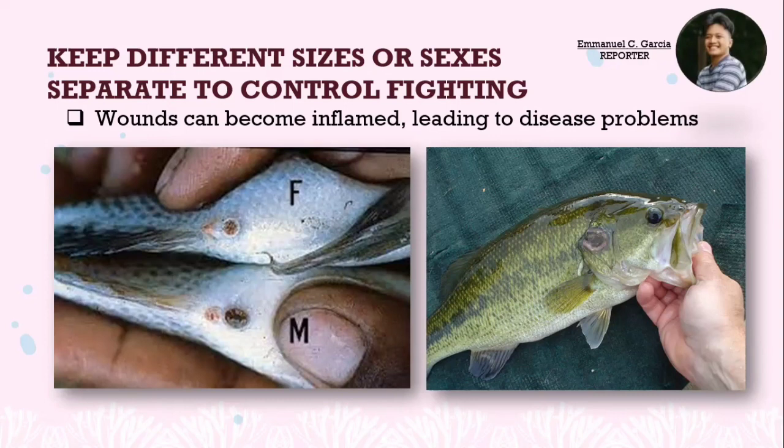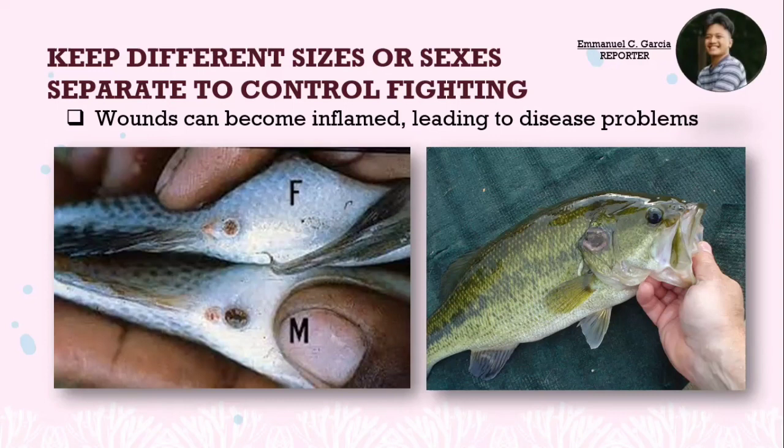Next is sorting. Sorting of fish of the same group to avoid fighting. As we all know, there are some species where fighting is common in male or in female. Fighting can lead to inflammation and thus bacterial infection. The most common bacteria encountered is Aeromonas salmonicida.